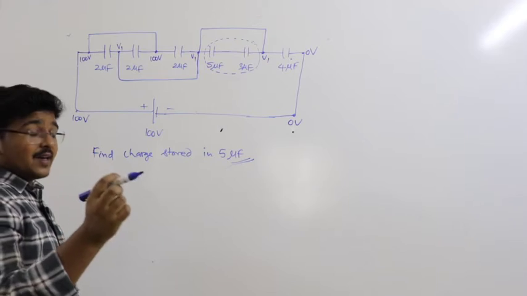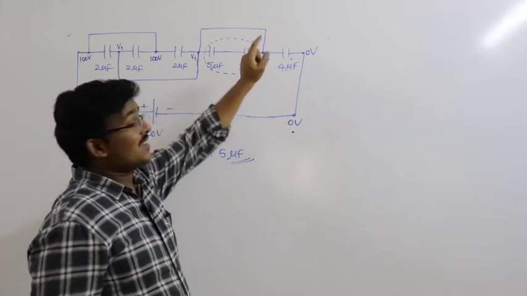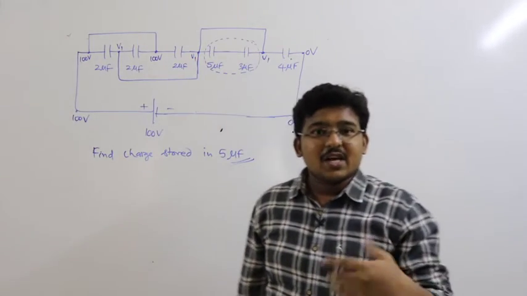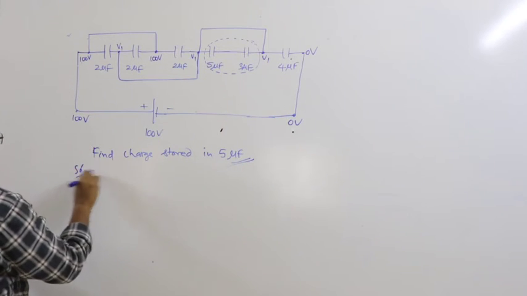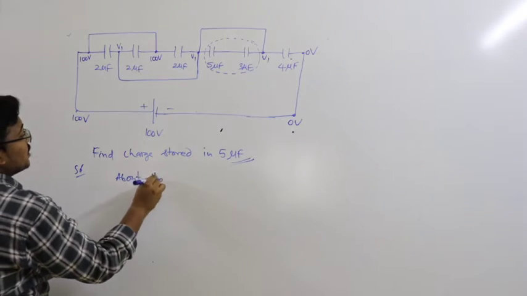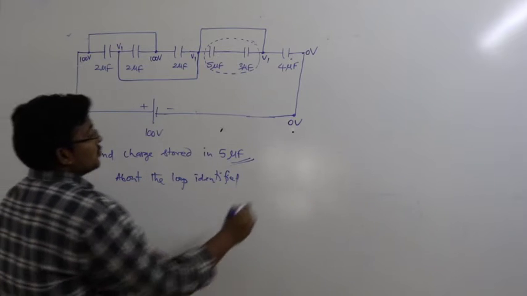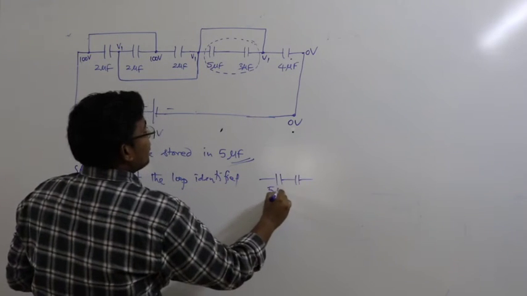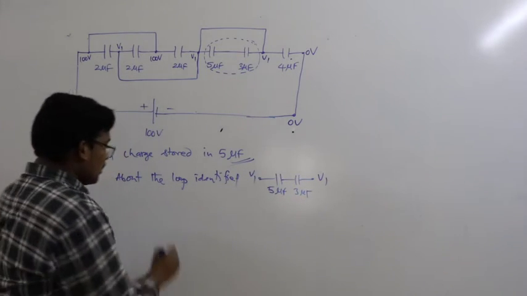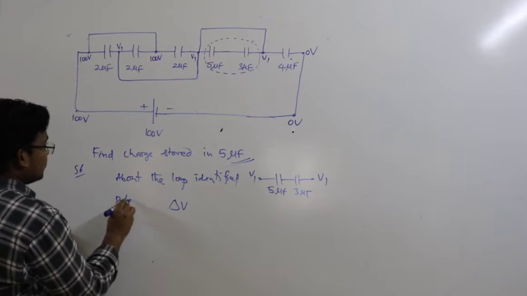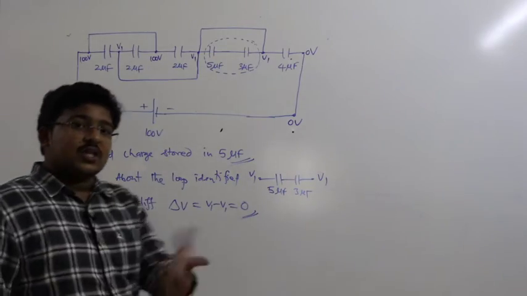Now can I say about this branch, the endpoints are same, V1 and V1. Now is there any potential difference? No. So about the loop identified there, which is 5 microfarad and 3 microfarad, the voltages are same, V1 and V1. Now what is the potential difference? Delta V is nothing but V1 minus V1, 0.